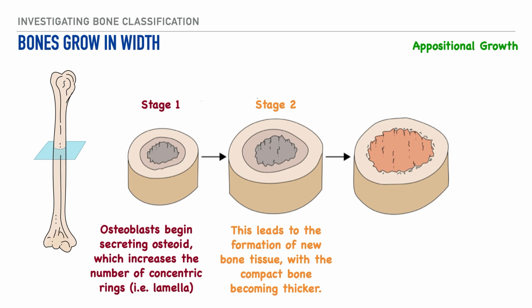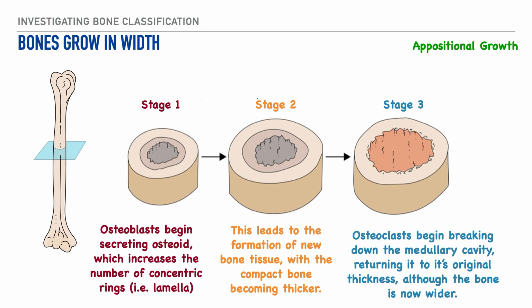Now, in stage 3, as the outer diameter increases, something important is happening on the inside of the bone at the same time. Along the inner surface, called the endosteum, osteoclasts are actively breaking down bone. This process enlarges the medullary cavity, preventing the bone from becoming too thick or too heavy as it grows.